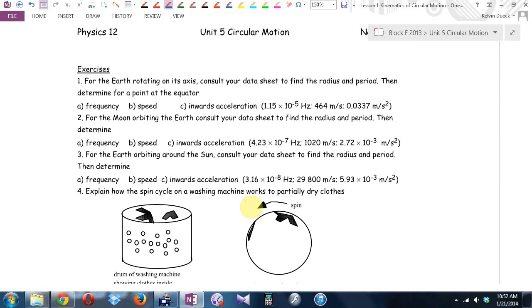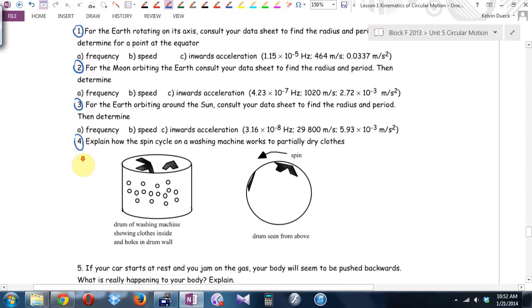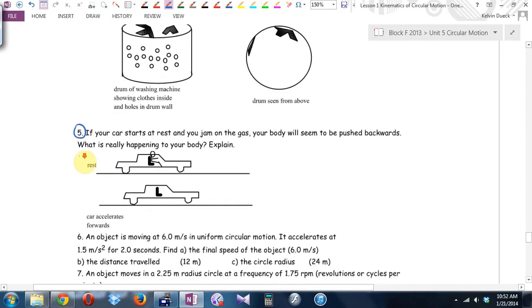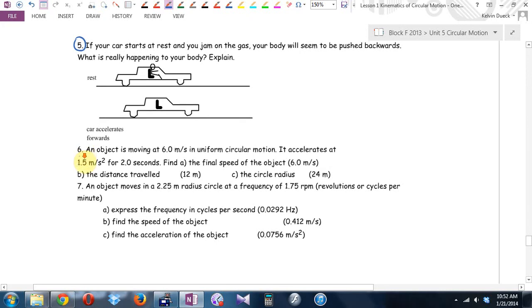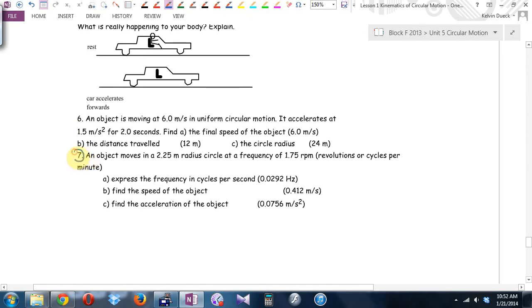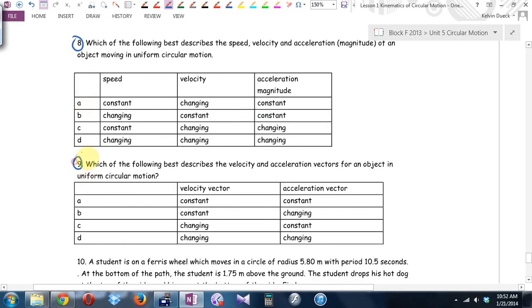So you can, I think, do number 1. I think you can do number 2, number 3, number 4. 5 is good. I think I skipped 6. 7 is good. 8 is good and 9 is good. Skip 6, skip 10.